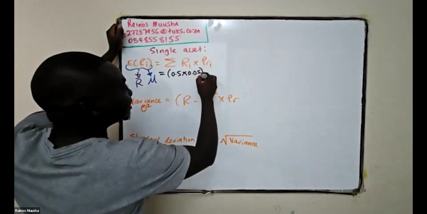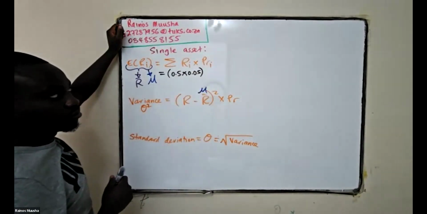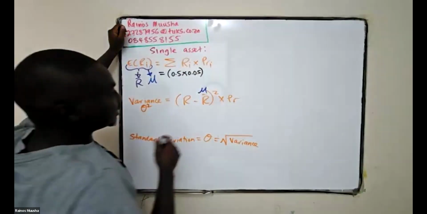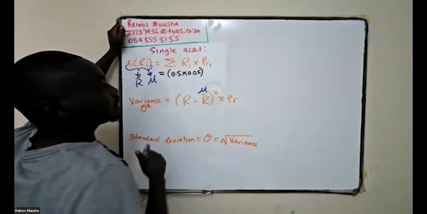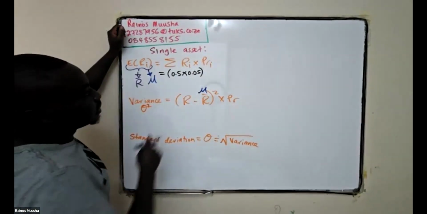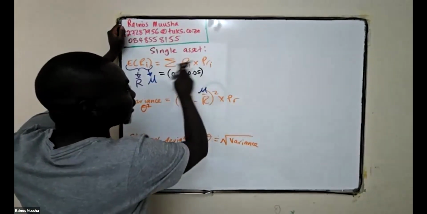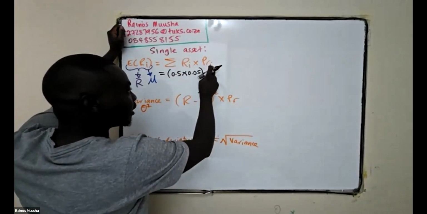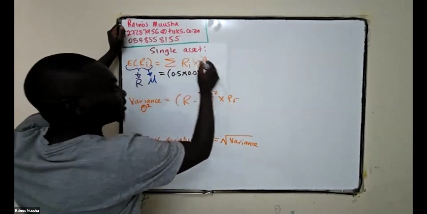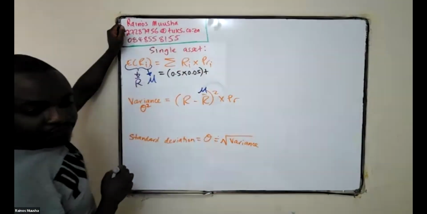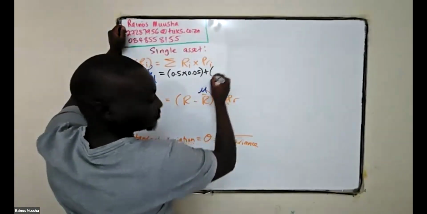So you always put probabilities as decimals. The returns, you also have to put them as what? As decimals. The sum of means you are summing up for every different scenario that you are having there. You need to sum them up together. By summing up means you're saying plus. You go on to the next scenario.